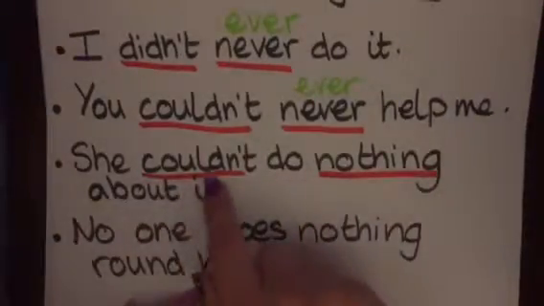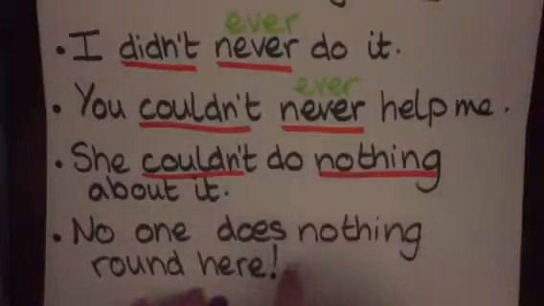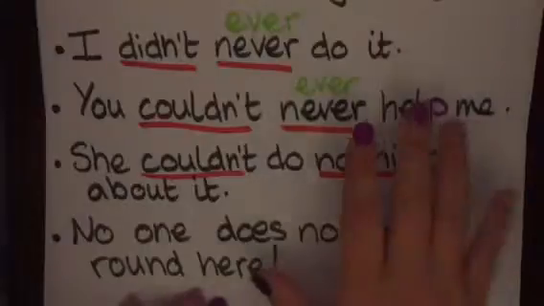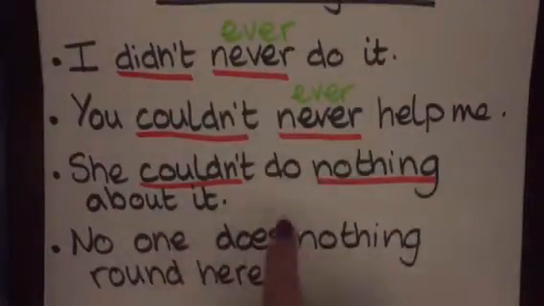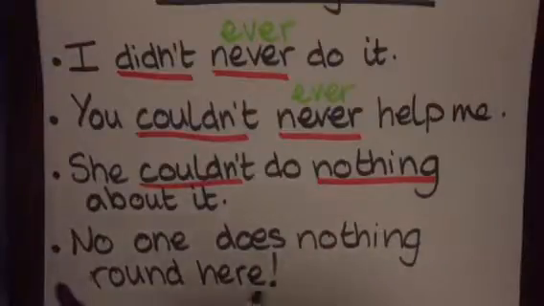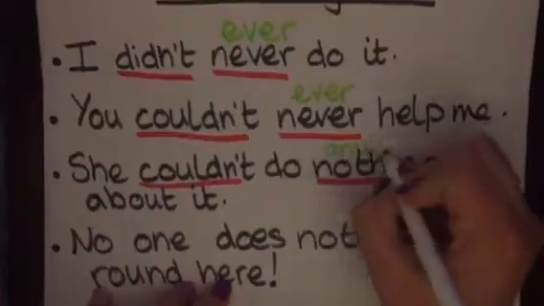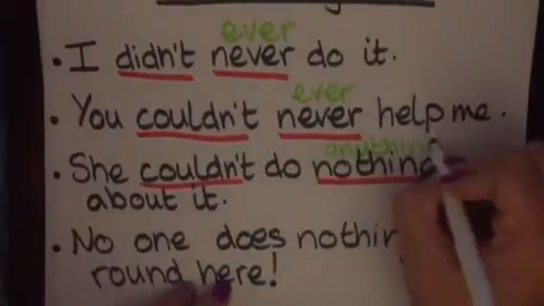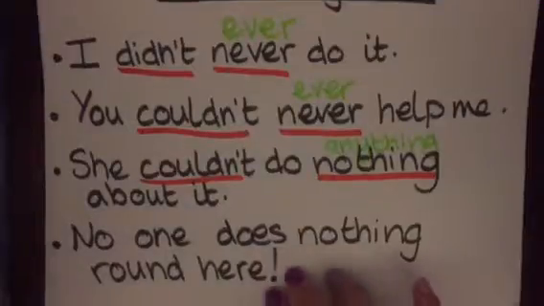If she couldn't do nothing, that means she could do something. She couldn't do nothing. So what you're saying is she could do something about it. But is that what the person probably means? No. So we're going to turn nothing into anything. That makes it a positive. She couldn't do anything about it. There was nothing she could do about it.